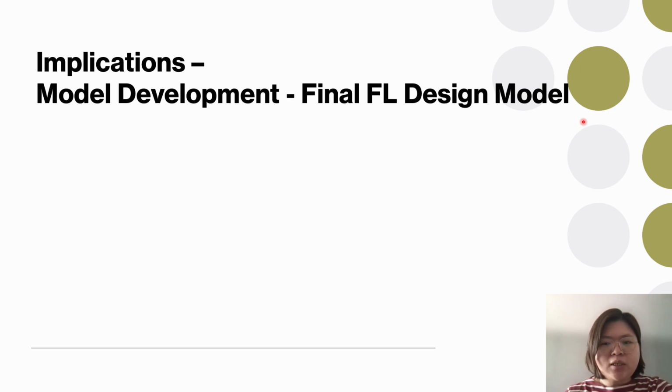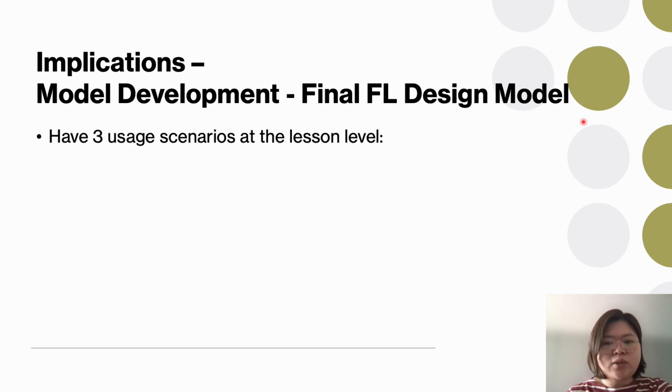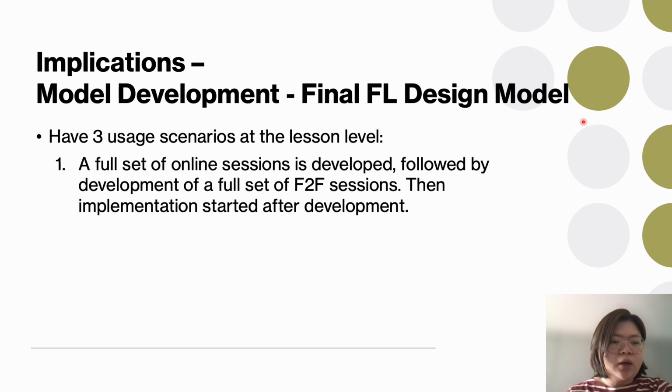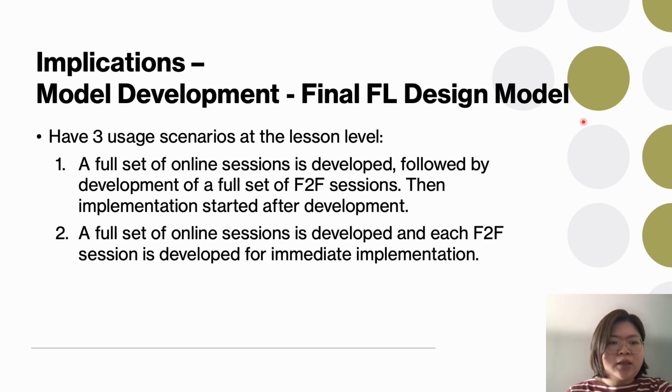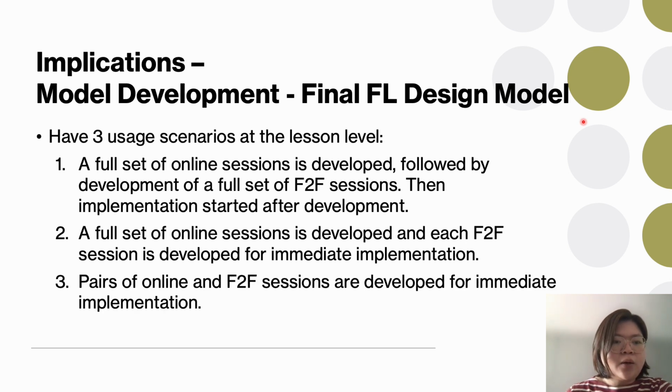Finally, the flipped learning design model can have 3 different usage scenarios at the lesson level. In the first scenario, a full set of online sections is developed, followed by development of a full set of face-to-face sections, then implementation starts after the development. In the second scenario, a full set of online sections is developed and each face-to-face section is developed for immediate implementation. In the third scenario, pairs of online and face-to-face sections are developed for immediate implementation.